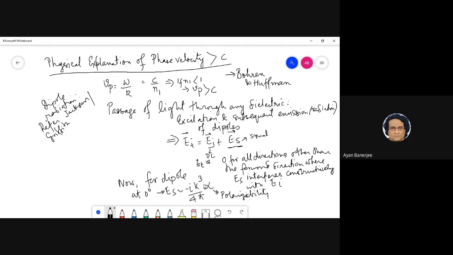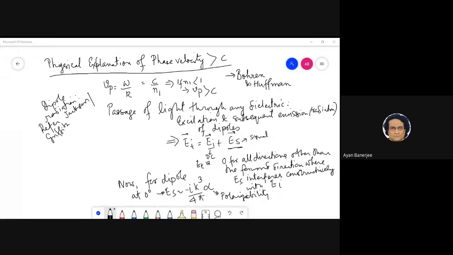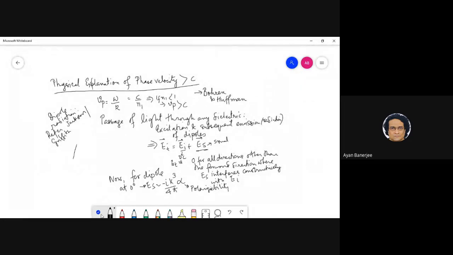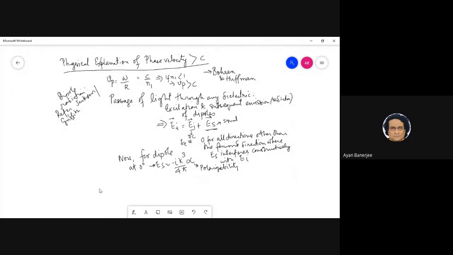Let me see if I can try to understand this. Essentially, what we are trying to say is that this k cubed is a classic scattering result for you guys.